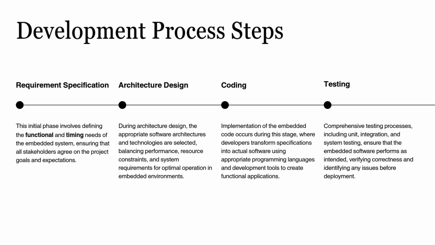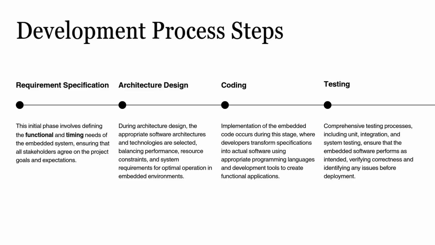Now we are diving into the core steps of the embedded software development process, emphasizing the importance of each phase to ensure a successful project. Let's start with the requirement specification. This is the first and arguably the most pivotal stage, where we define the functional and timing needs of the embedded systems. It's crucial to ensure all stakeholders are aligned on the project goals and expectations from the get-go to avoid misunderstandings later on.